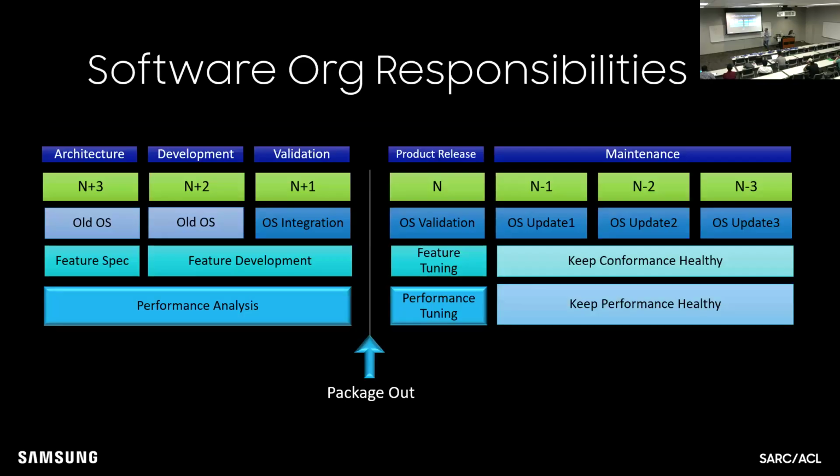My software responsibilities look something like this. So 3 years in the future, we're feature specking things out, we're doing architecture, but we're actually also supporting old devices. So like you get an update on your phone, we have to update the Android OS, we have to make sure everything works, and we have to do performance analysis, make sure things aren't getting slower. We keep updating the OS every year, and then we do feature development and validation, and then we have package out. This is when the chip comes in, and then we feature tune, performance tune, and then we release it, and then we have maintenance in the future.